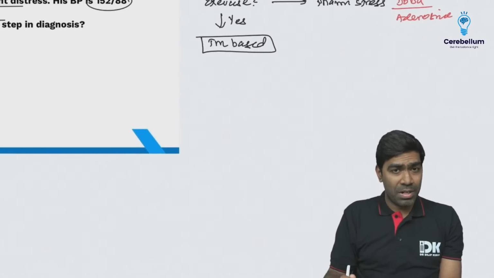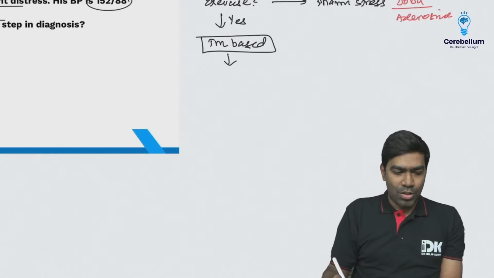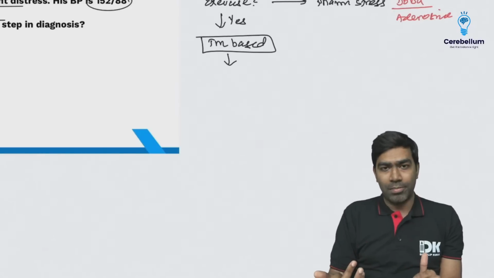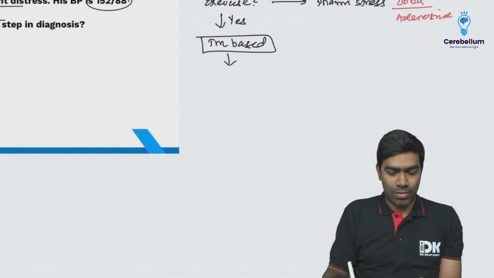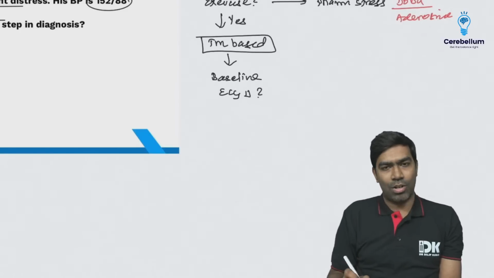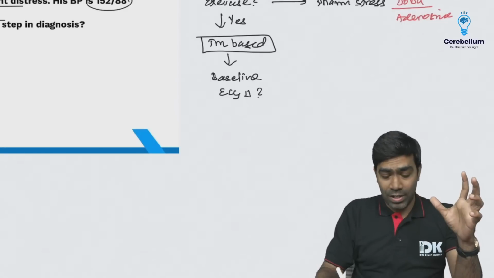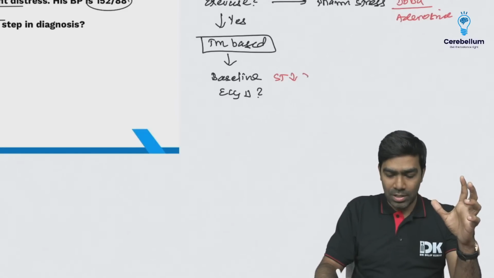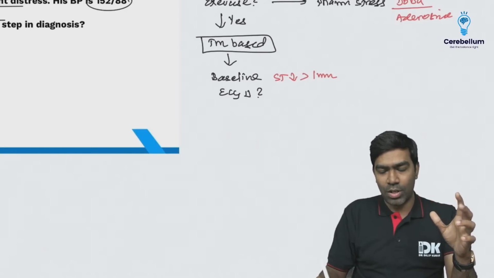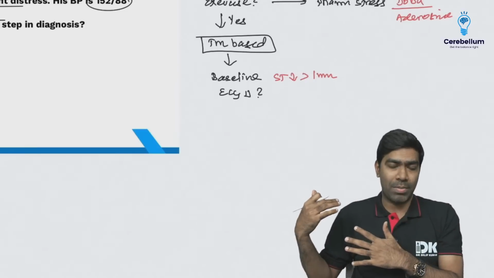If you are using a treadmill-based test, what is the next step? We have to choose an imaging modality. What kind of imaging modality will you choose? For that, you need to see whether the patient is having any baseline ECG changes or not. So what are the baseline ECG changes that are considered to be significant? One is ST depression of more than 1 millimeter. Any ST depression more than 1 millimeter is very significant. Baseline itself, they are having so much ST depression.